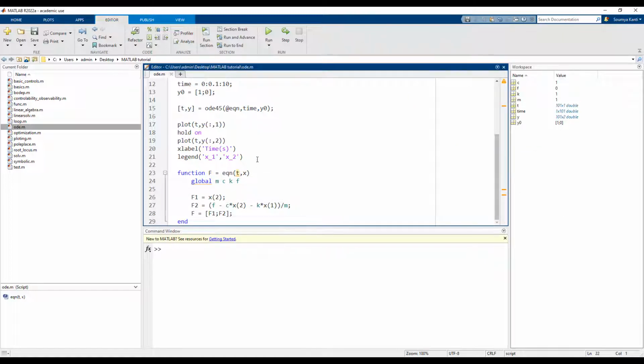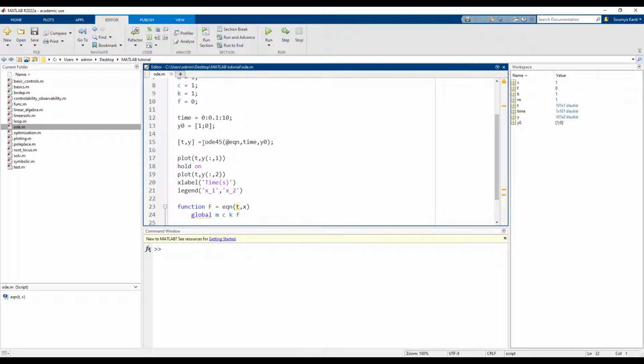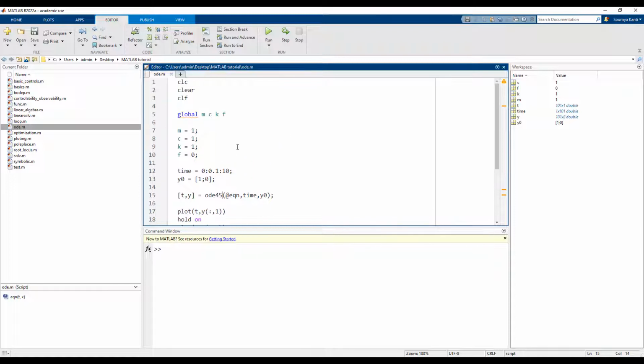You can have multiple differential equations also. ODE45 can solve almost most of them. There are also other differential equation solvers like ODE23s, ODE15s, ODE15 and so on. You can look into them, but in most cases ODE45 is good enough to solve differential equations.